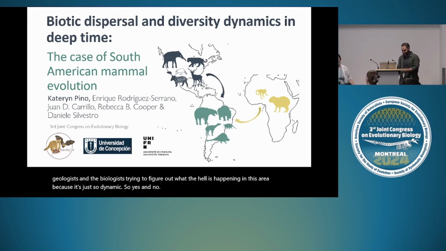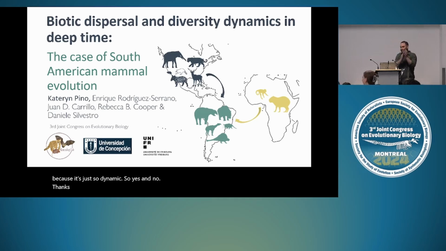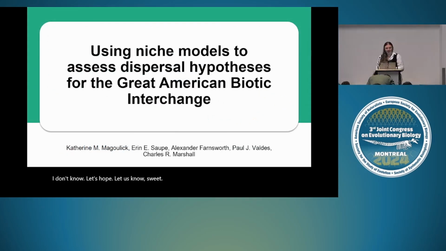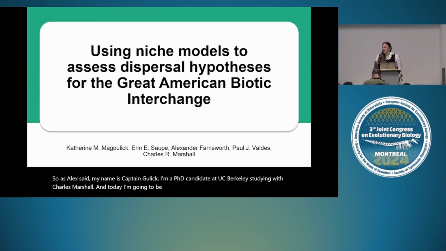Thanks, Audrey. So as Alex said, my name is Kat Magoulick. I'm a PhD candidate at UC Berkeley, studying with Charles Marshall, and today I'm going to be talking about the Great American Biotic Interchange.